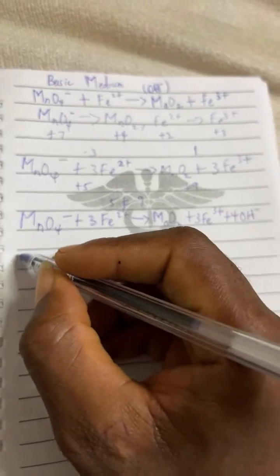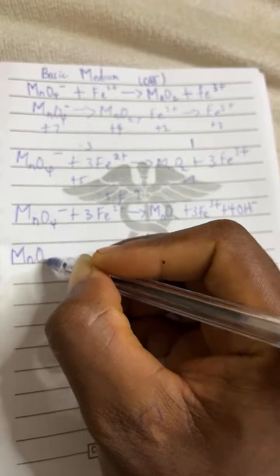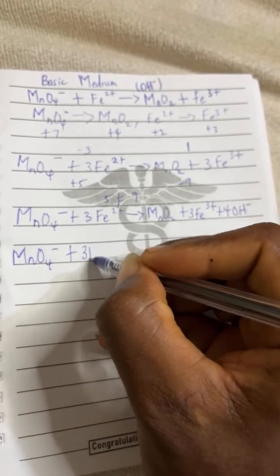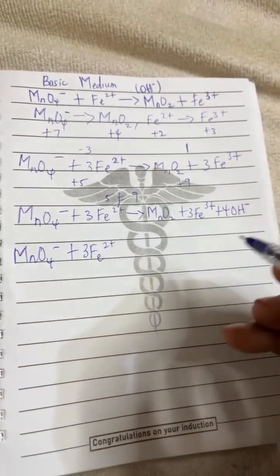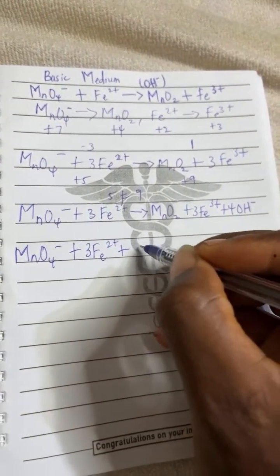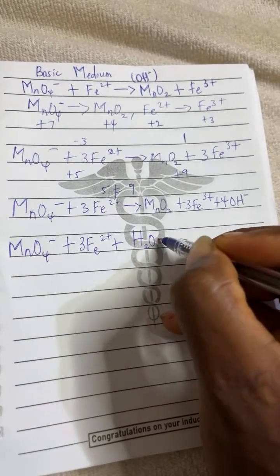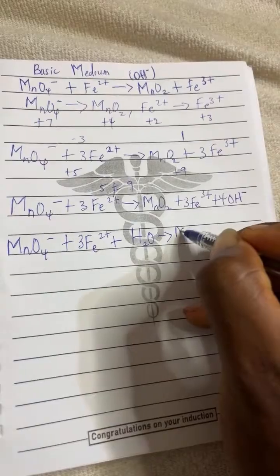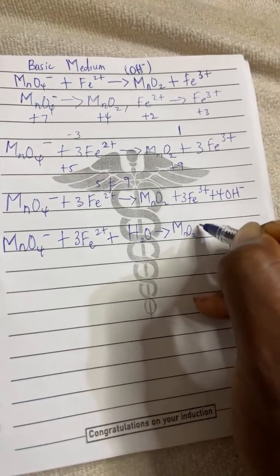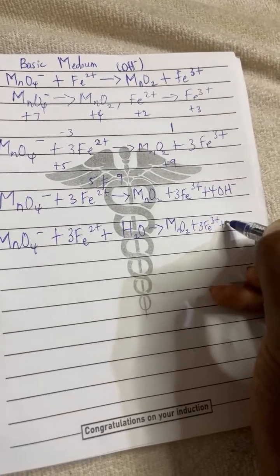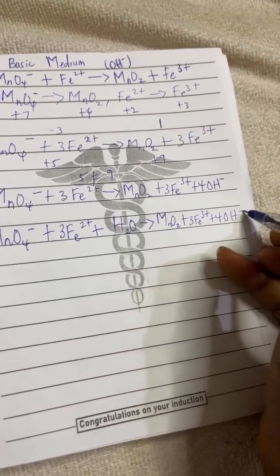So we have something like MnO4 minus plus 3 Fe2 plus. Let me just write water first. We'll still determine the number of moles of water. H2O to give MnO2 plus 3 Fe3 plus 4 OH minus.